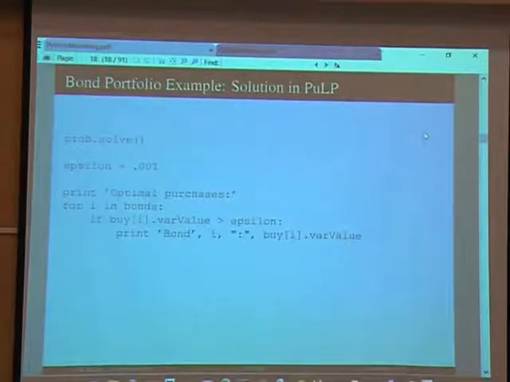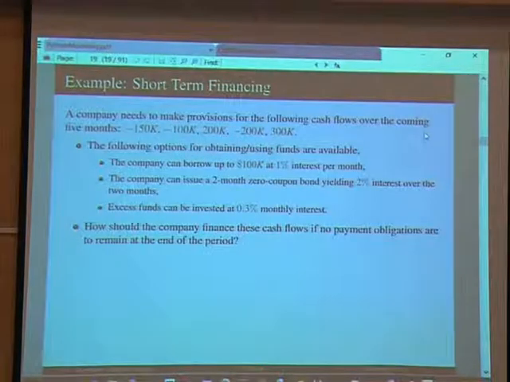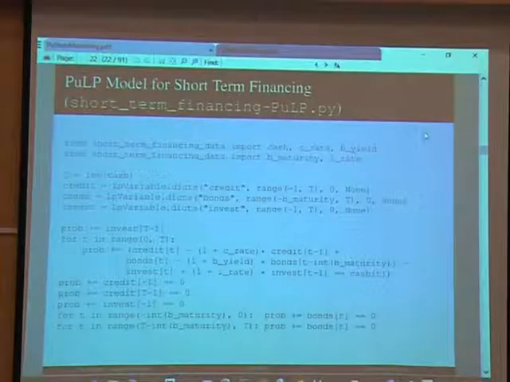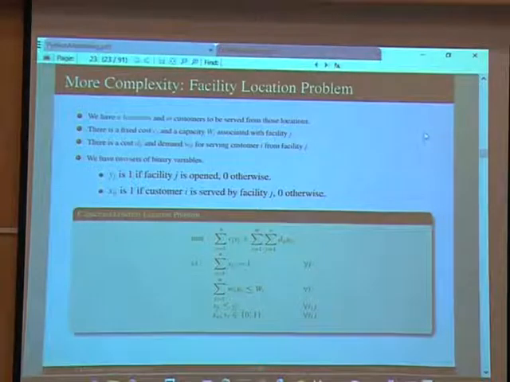Again, I'm skipping over some of this stuff, but if you want the slides, you'll be able to get them afterwards. And then when I want to print out the solution, I can access the variable values just the way you would expect. So I have that dictionary of variables, and I just take the individual variables in that dictionary and access their value after the solution with the var value property attribute. Okay, I'm going to skip over this example and get on to something a little bit more complex.